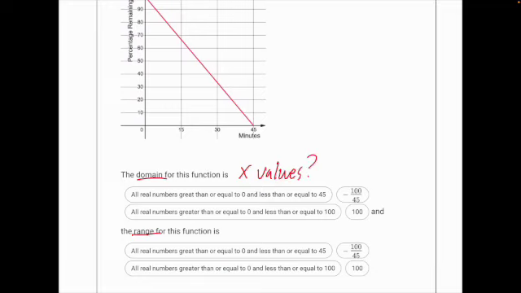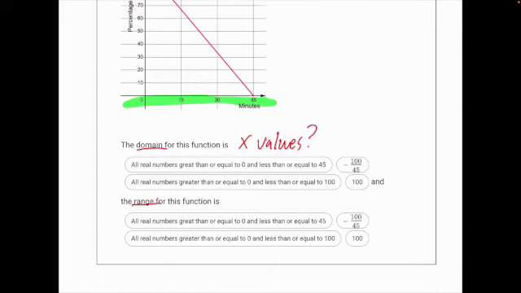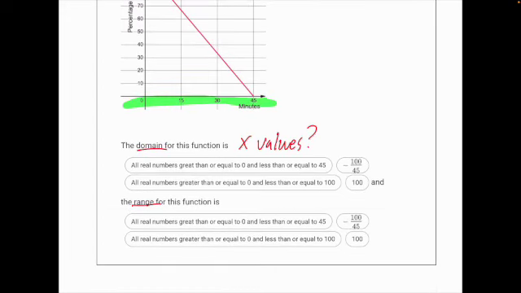We're looking at my x values. So let's take a look. Here's my workout. Where did my workout start? Where's my starting value here? 0. Yeah, I started out at 0 minutes. How long did my workout take me? 45 minutes. Notice where this thing is stopping at? 45. So I go from 0 to 45. Take a look at your answer choices. Which one is 0 to 45? Go ahead and select that one for me.